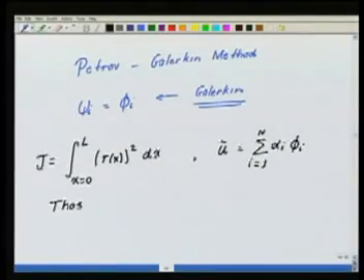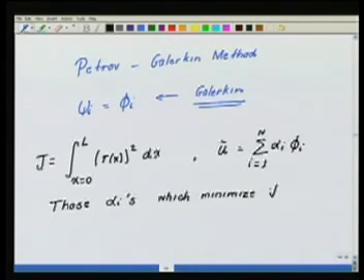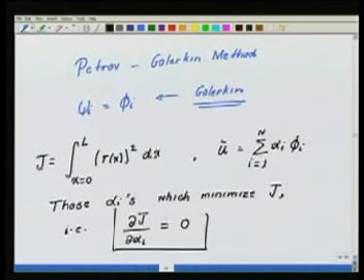So then I am looking for those alpha i's which minimize j, i.e., we want the partial derivative of j with respect to alpha I to be equal to 0, I going from 1 to n. So now I have, in terms of the alpha i's, n such equations.